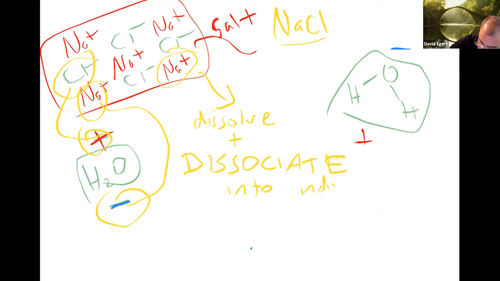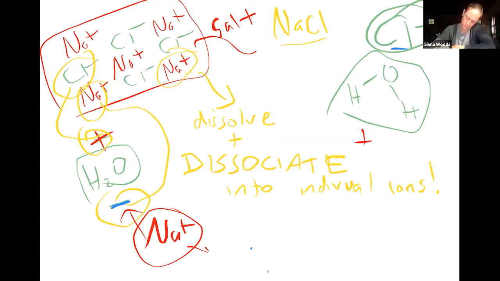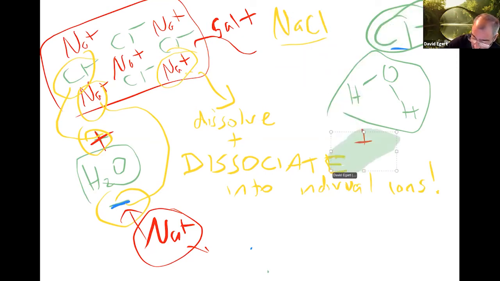into individual ions. So basically, I'm going to end up having an Na plus doing its own thing and a Cl minus doing its own thing. That Cl minus had no loyalty to any sodium. All it really wants to do is be on the positive side.